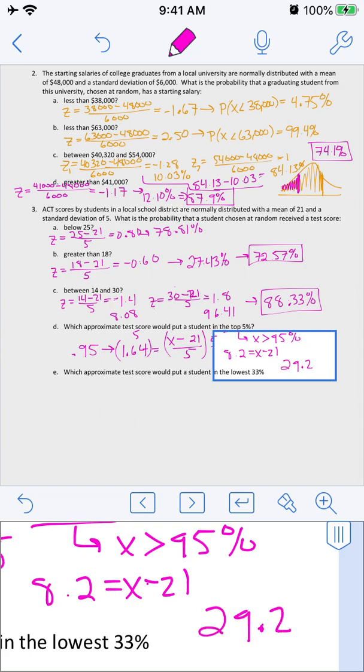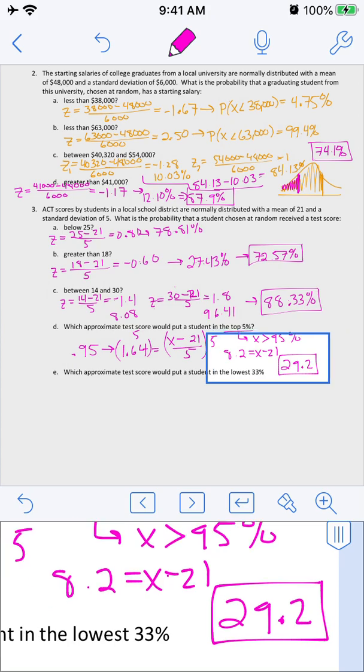29.2 is the score, and we don't know how this test is scored, so maybe you can get a 0.2. That is the score that would put you in the top 5%. Obviously above that score, you'd probably still be in the top 5%, but you'd be in the 3% or something like that. All right, cool.